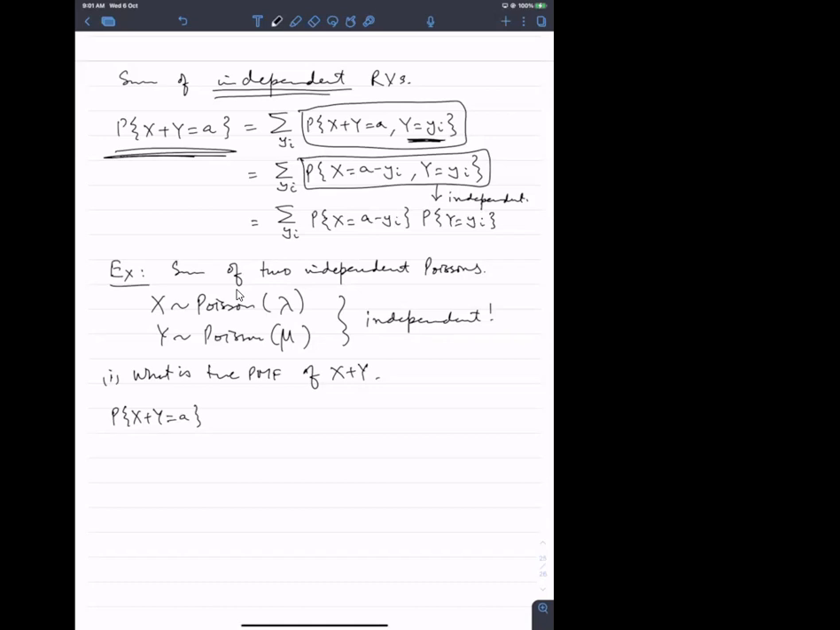X plus Y taking value a is equal to the summation over y going from 0 to infinity, since Poisson values can go from 0 to infinity, of the probability of Y taking a value small y, and X taking a value a minus y. ये बिल्कुल मैंने exactly ये वाली expression जो है इसी को नीचे लिख दिया.